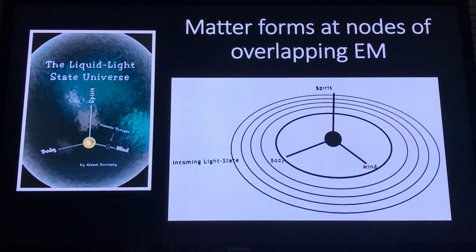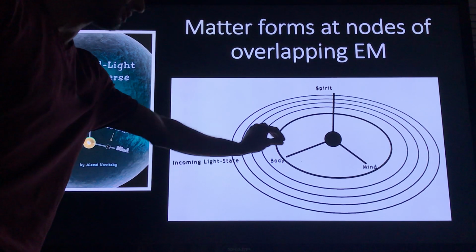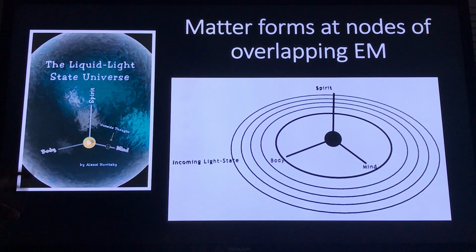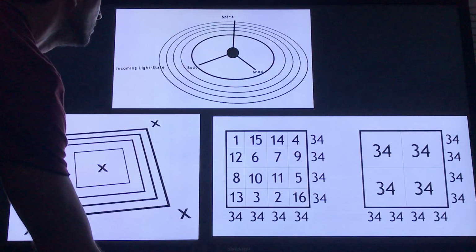The very first thing we're going to do here is talk about how matter forms at nodes of overlapping electromagnetism. And this comes from looking from within the universe, from our perspective. So here you see an incoming light state, right? And based on how the light adds and subtracts is what kind of matter will appear. I'm going to explain that a little bit more here.